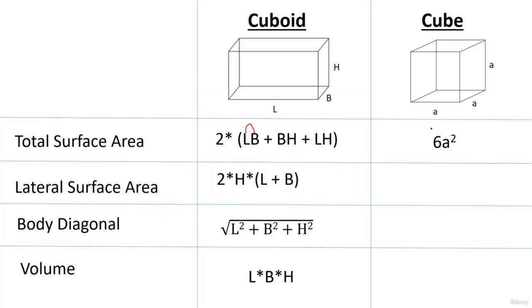Similarly, guys, अगर wall area बोलेंगे तो क्या हो जाएगा? The wall areas are the left and right faces, the front and the back faces, right? So there are 1, 2, 3, 4 faces. 4 into A square is going to be your wall area in this case. Body diagonal will be root of A square plus A square plus A square, root of 3A square, that is root 3A, right? And the volume will be A cube.